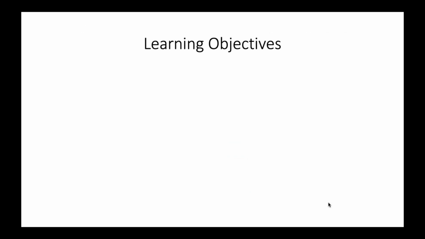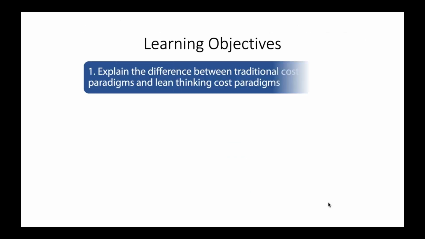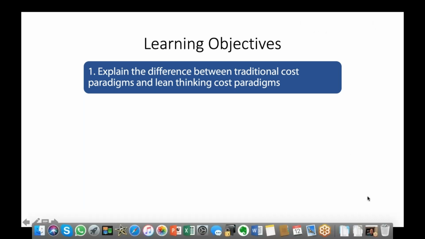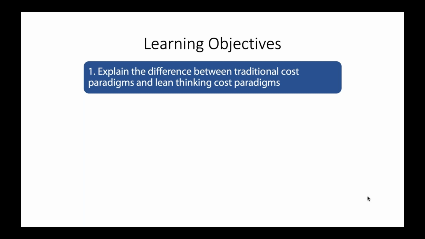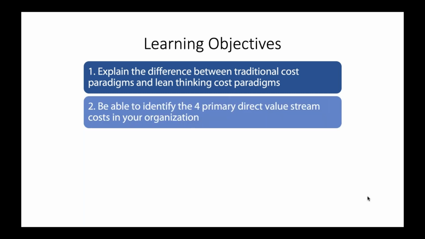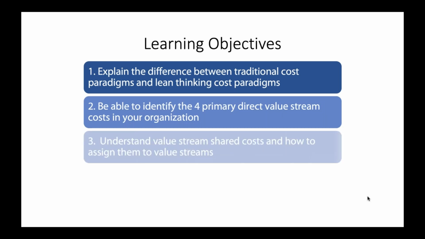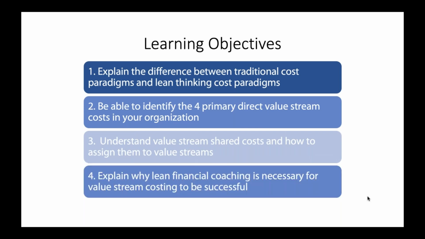I have 4 learning objectives that I'd really like for you to achieve today during the webinar. First is to be able to explain the difference between traditional cost paradigms and lean thinking cost paradigms. Secondly, there are 4 primary direct value stream costs in all organizations, and I'd like you to be able to identify those 4 for your business. Third, understand what value stream costs are, what value stream shared costs are, and how you assign them to value streams. And fourth, be able to explain why lean financial coaching is necessary for value stream costing to be successful.